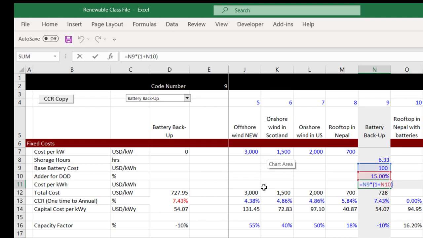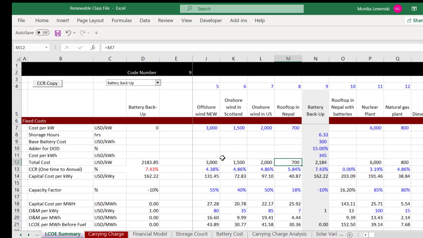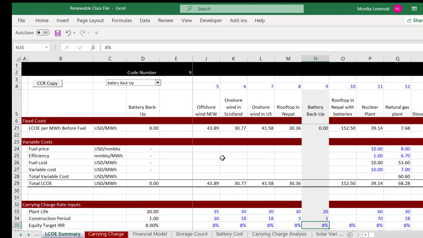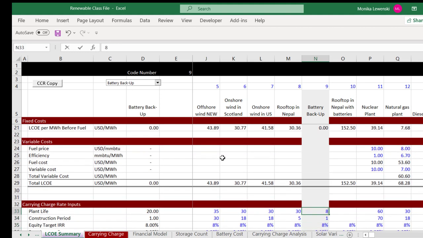So I put that in and said, okay, we're paying 100, but now let's pretend it's 300. Let's make this into a horrible kind of case. Then this is the net amount we pay, and we multiply the hours by the total cost, including the gross up for the depth of discharge. And let's make a kind of worst case, and say the battery only has an 8-year life.